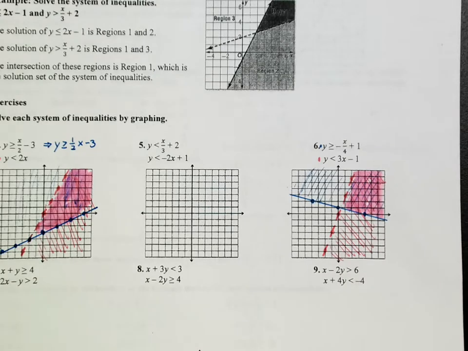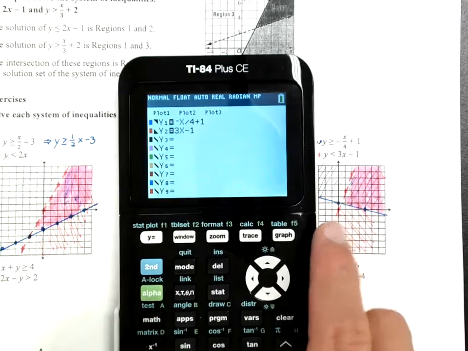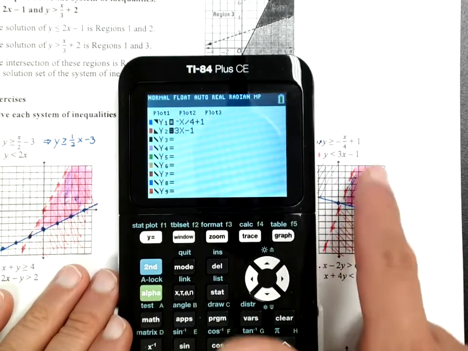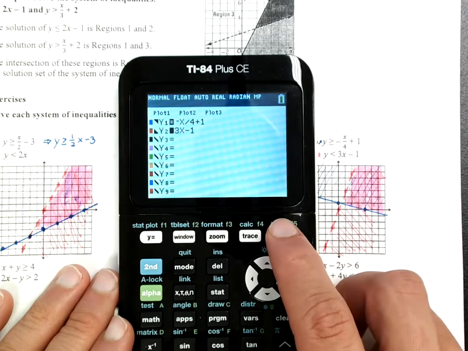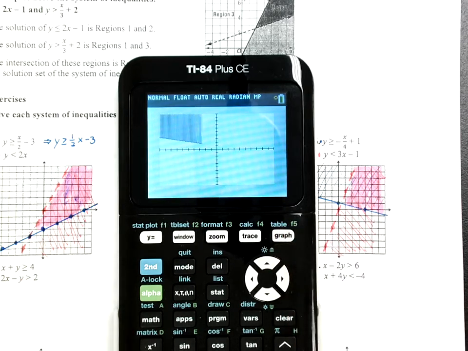If you have trouble seeing that because of the way I'm drawing this with a pen, I just want to show you quickly on the graphing calculator. Notice that I have basically this equation right here, and if I graph it, you can sort of see that shading.